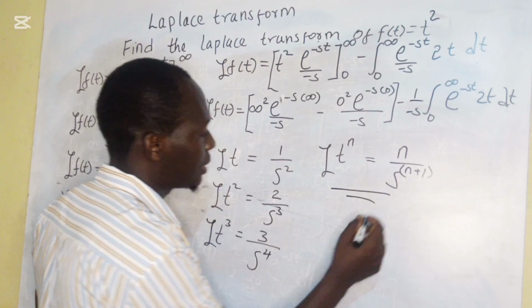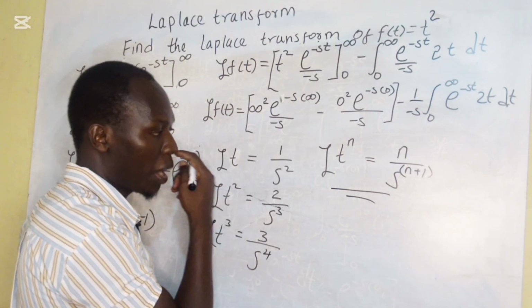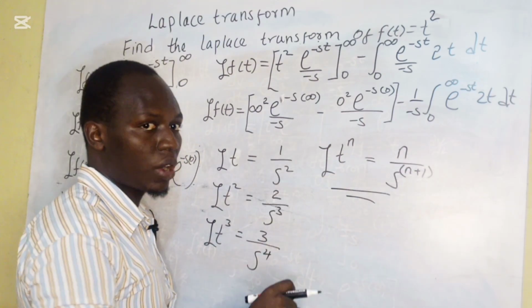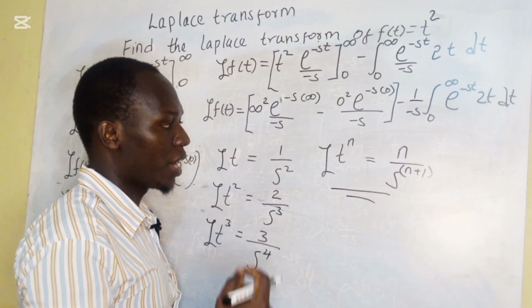Hence, we can come and say the Laplace transform of our function t raised to a power of n is equal to n all over s raised to a power of n we add to 1.